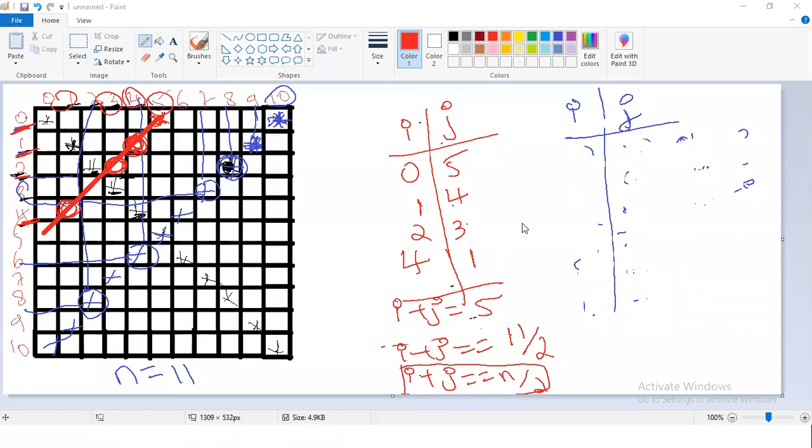Why only 11 by 2? Because the n value is 11, right? So you can write 20 by 4 also. Agree or not? 11 by 2 is 5. Okay, 5. But 20 by 4 is also 5.